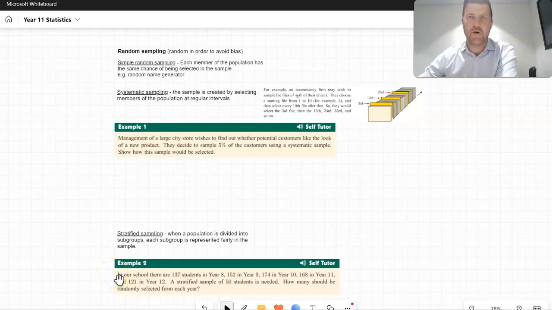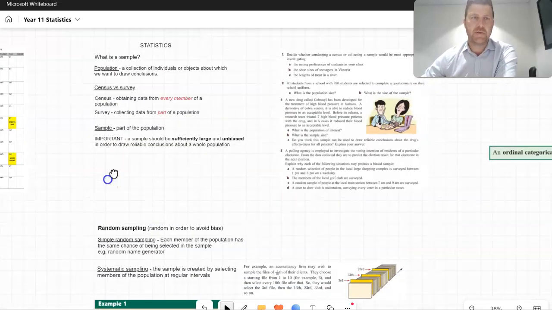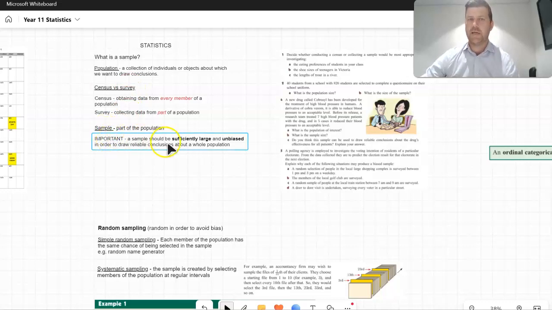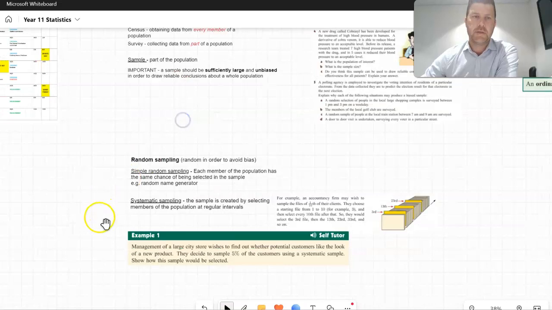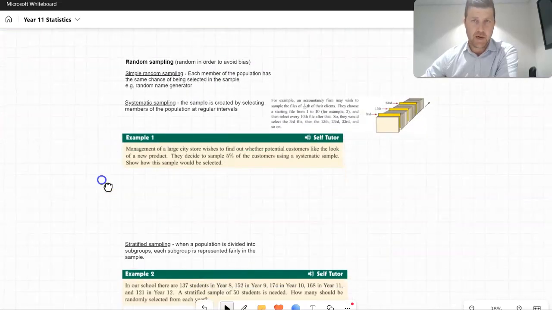The purpose of today's video is to run through three different methods of random sampling. So we're looking at simple random sampling, systematic and stratified sampling. Now, previous lesson we looked at the difference essentially between a census and a survey. We looked at what a sample is, but the important part of understanding a sample was that it needed to be large enough and unbiased for us to draw reliable conclusions from a whole population. So that's why we would use random sampling.